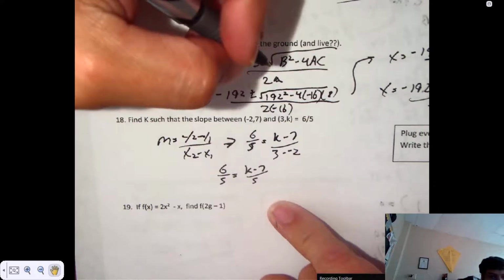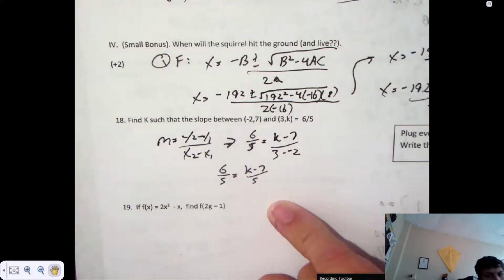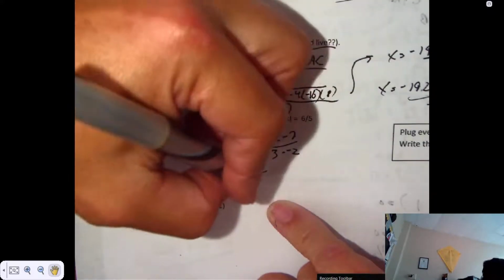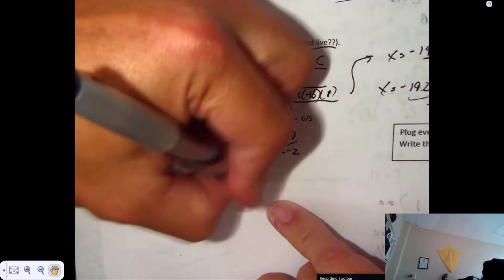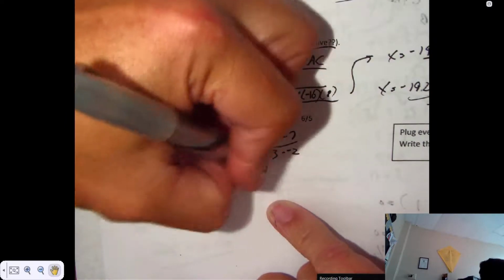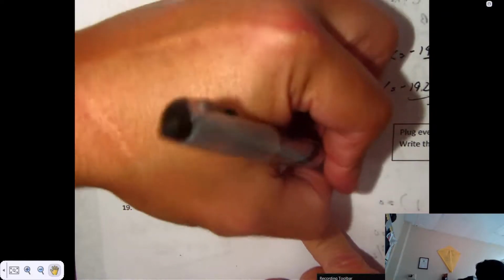3 take away negative 2 is 5. Now, there's more than one way to handle this problem. There really is. But the easiest way is to do it through a technique we call cross multiplication. 5 times k minus 7 equals 5 times 6.